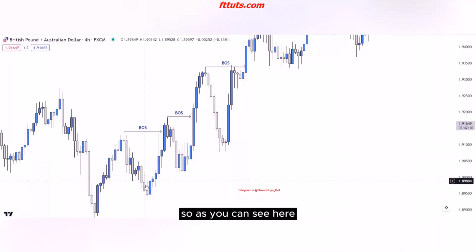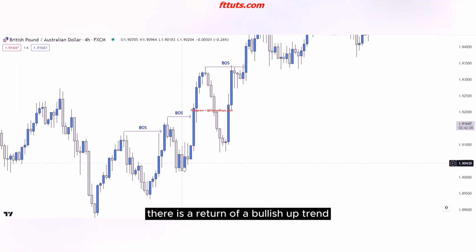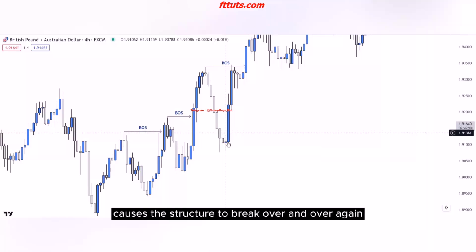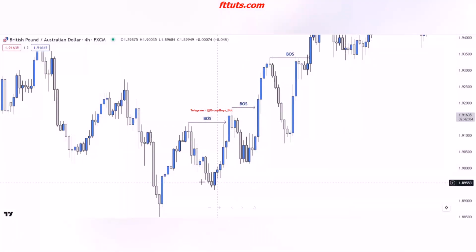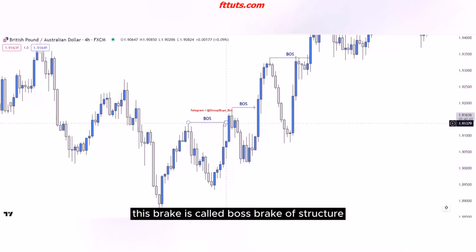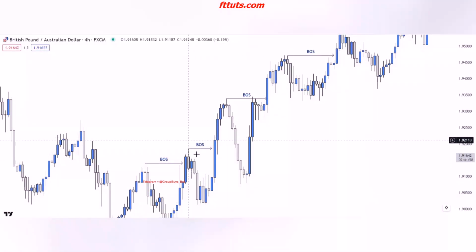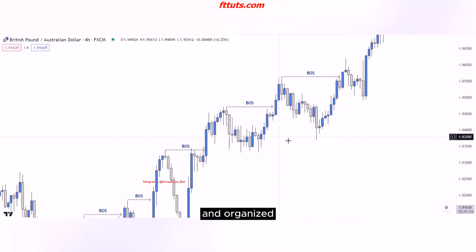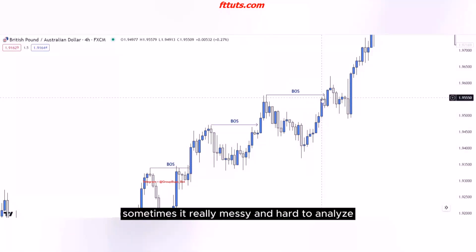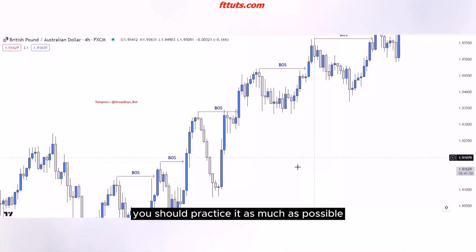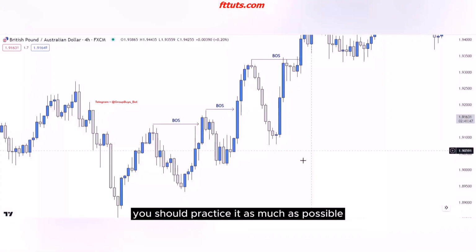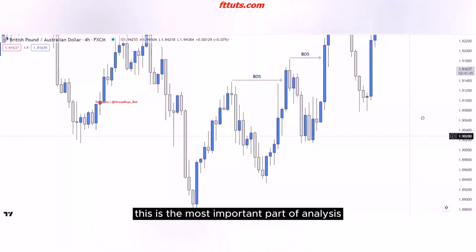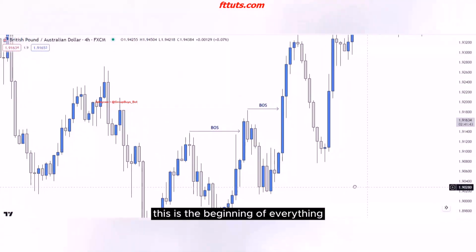So as you can see here, there is a return of a bullish uptrend, causing the structure to break over and over again. This break is called the BOS, break of structure. You will need to spot these breaks easily. It sounds very easy, but the graph doesn't always look that clean and organized. Sometimes it's really messy and hard to analyze. You should practice it as much as possible. This is the most important part of analysis. This is the beginning of everything.